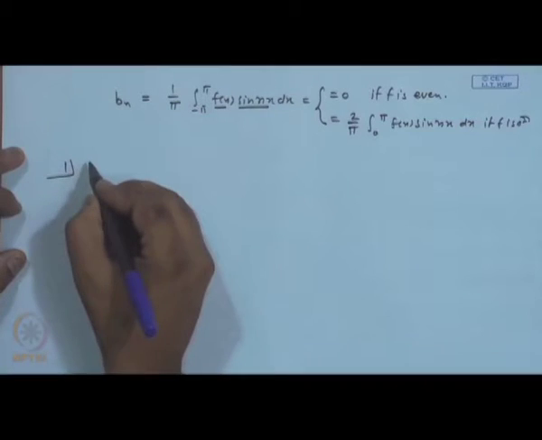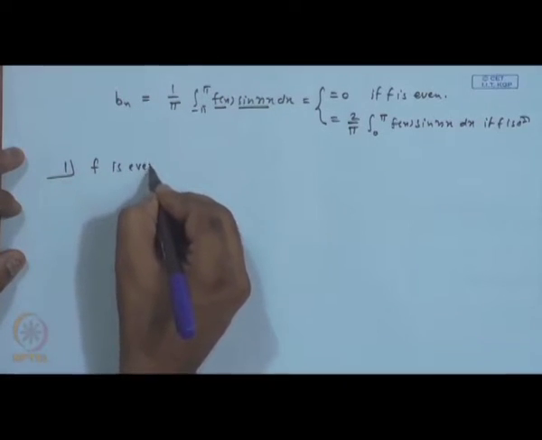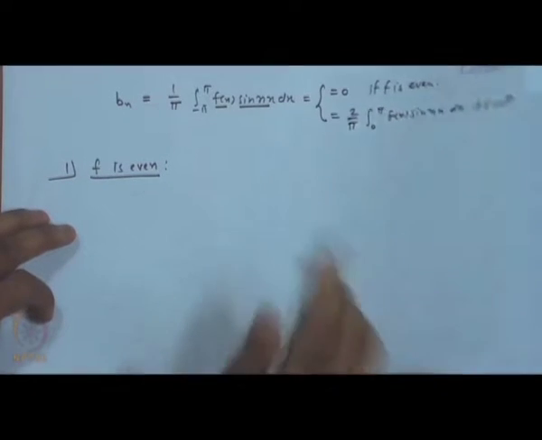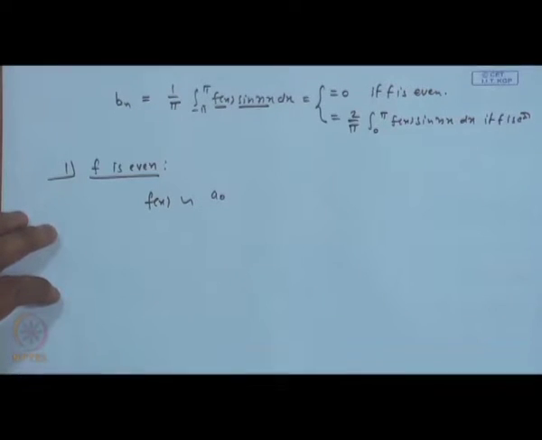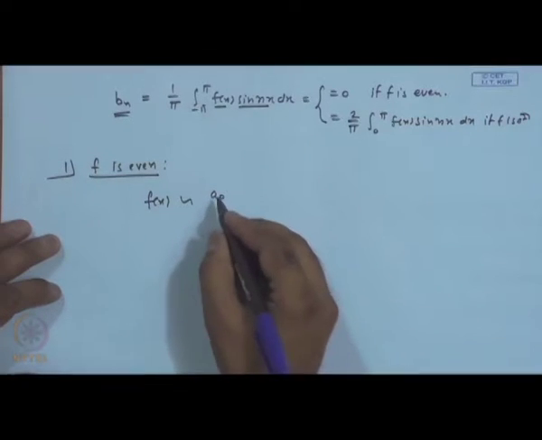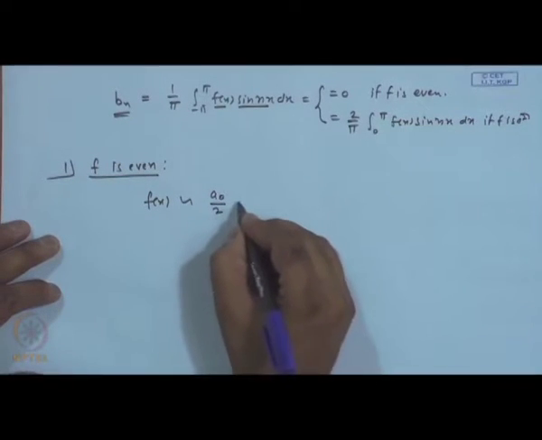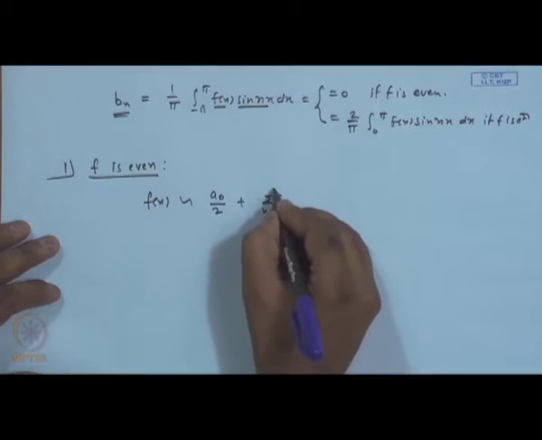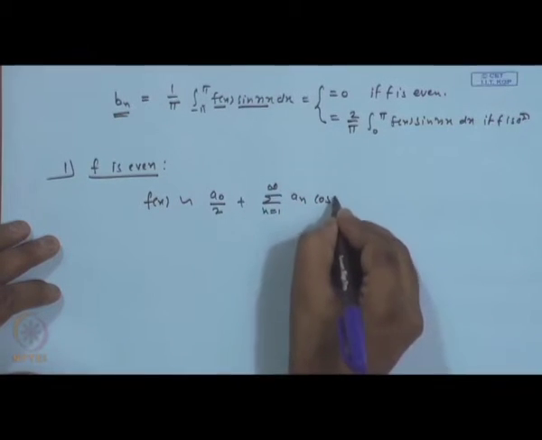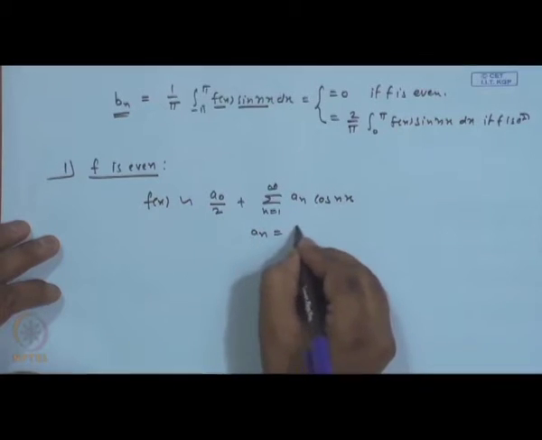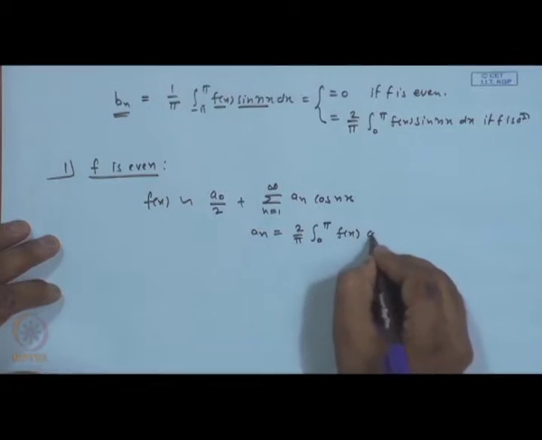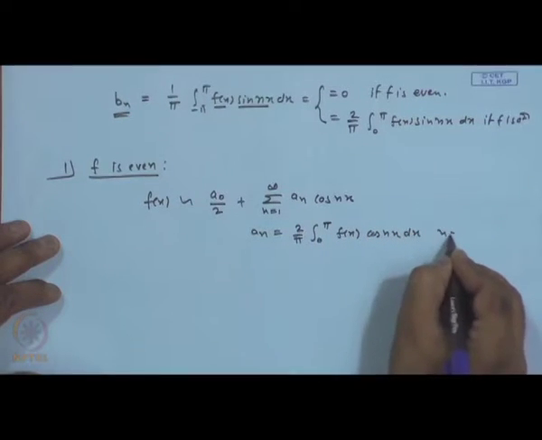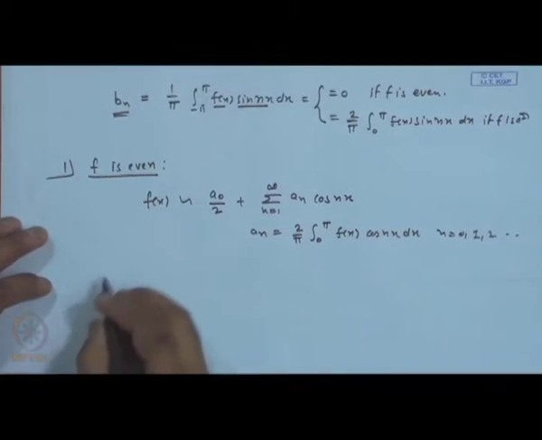So, in this case, if f is an even function, we get a simplified Fourier series. If f is even, then for the even case we have b_n = 0, so we will get only the a's: a_0/2 plus the sum from n = 1 to infinity of a_n cos nx, and these a_n we can calculate with the simplified formula, 2/pi times the integral from 0 to pi of f(x) cos nx dx, for n = 0, 1, 2 and so on.